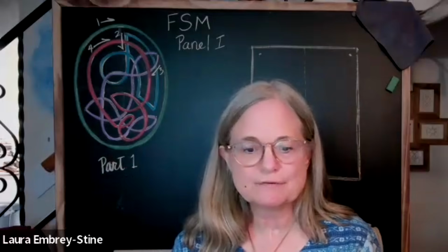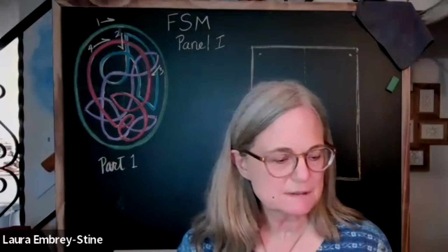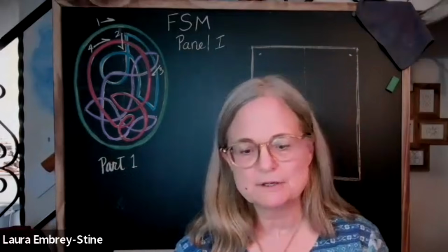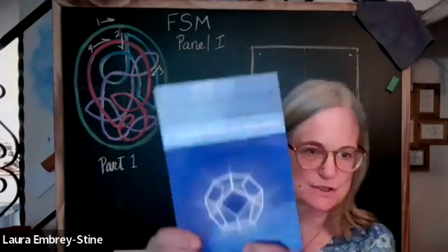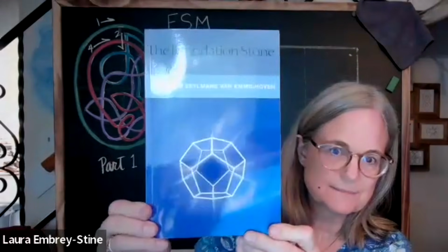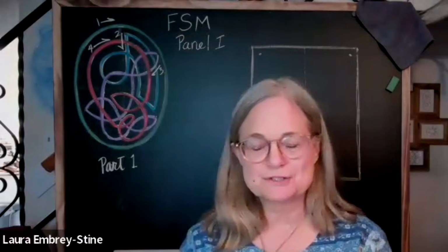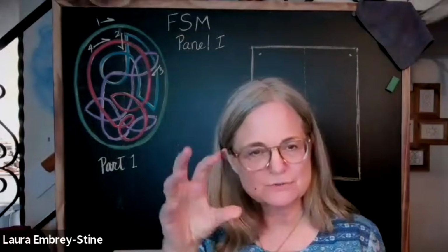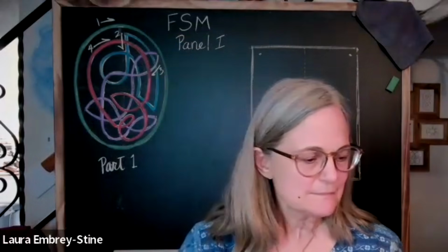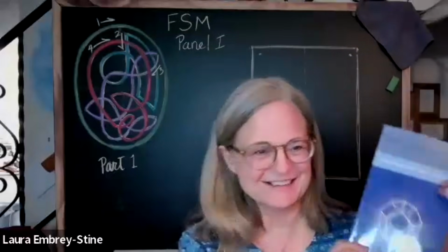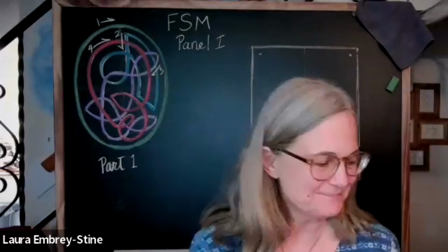For further reference, I suggest Friedrich Wilhelm Zeylmans van Emmichoven's book, The Foundation Stone. It looks like this. It has this lovely dodecahedron on the front, which is the shape of the foundation stone. Actually, it was supposed to be like 2 levels. Anyway, this has a lot of great explanations, and so I invite you to look at that.